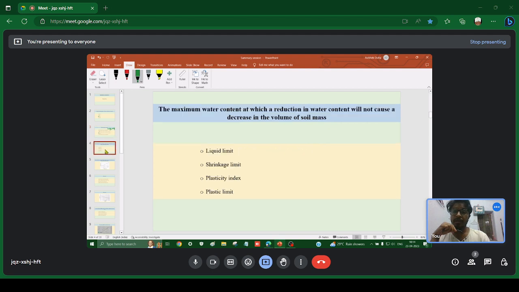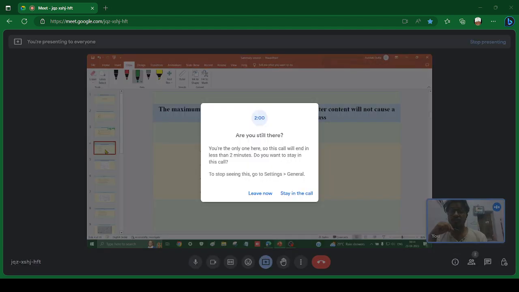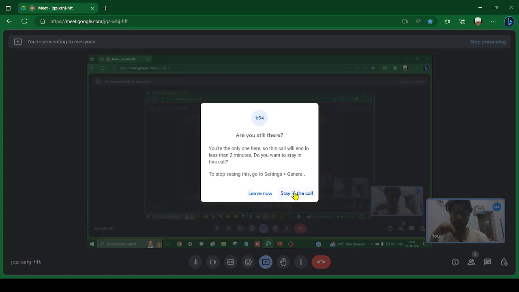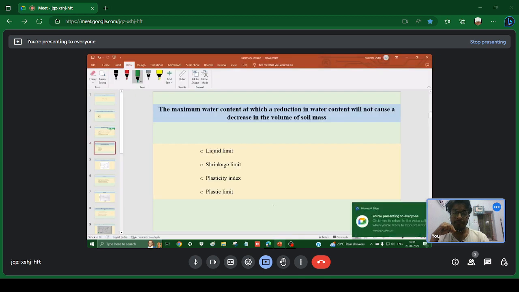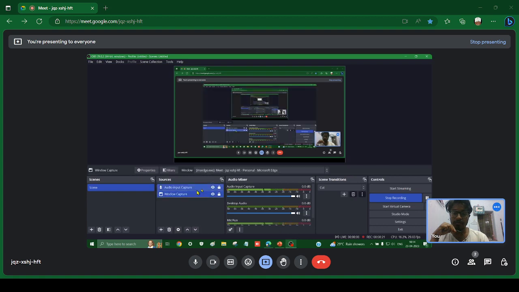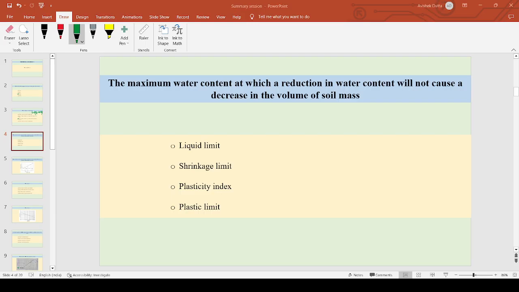Next question: the maximum water content at which... I guess I have to confirm that I still recall. Since there is no one in the call, I'll just put my window as a PowerPoint, because there is no point in showing the Google Meet. If anyone joins in the call, I will just shift to the Google Meet screen.